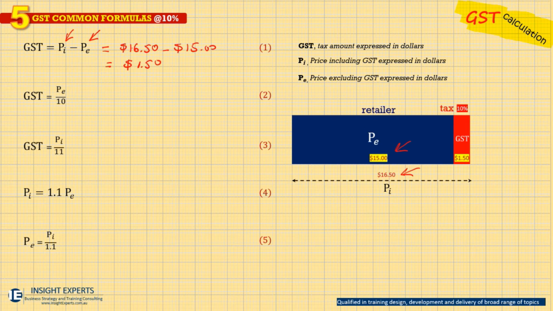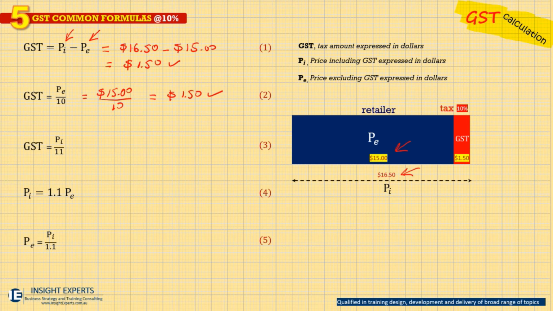Now, the other way of calculating GST is equation number 2. Equation number 2 states that to calculate the GST, all what you have to do is simply divide the price excluding GST by 10. In this case, if I come here and the price excluding GST is $15 over 10, again, that is equal to $1.50. So I get exactly the same answer.